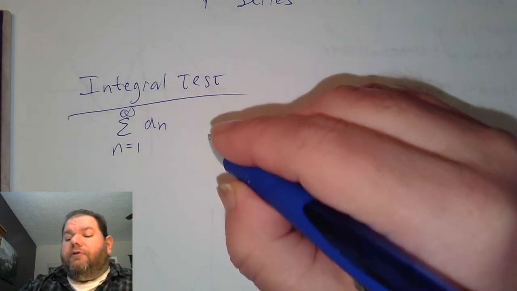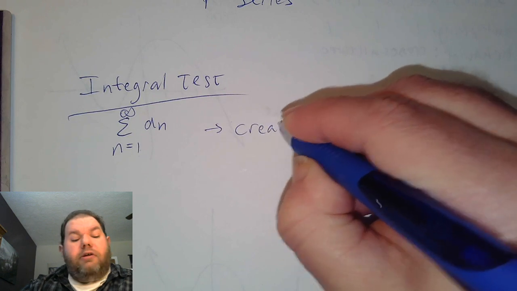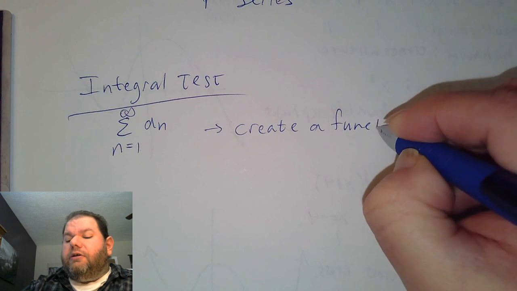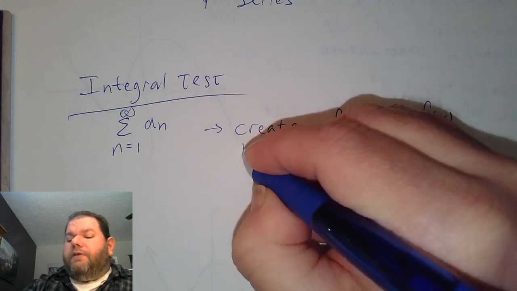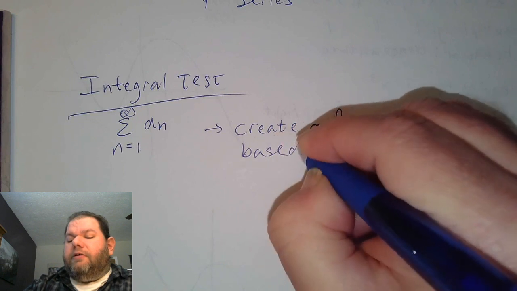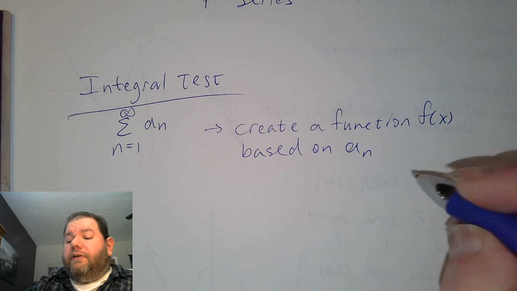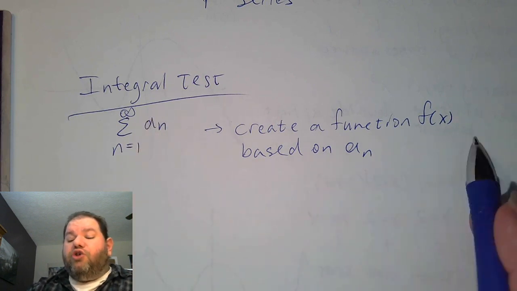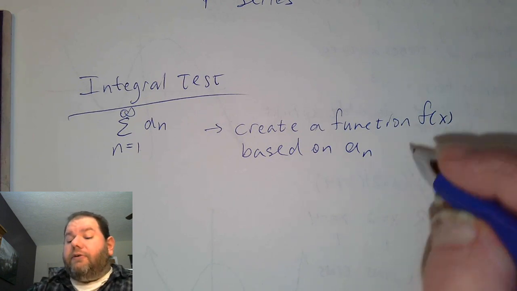So first thing we do is create a function f of x based on a sub n. Now, what that essentially means is we're going to take the n inside this formula and change it to x. And that'll be what f of x is equal to.